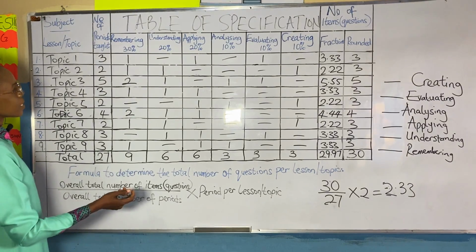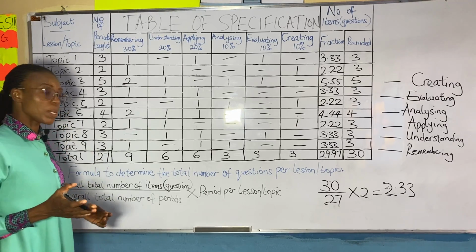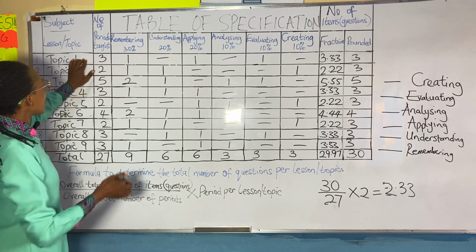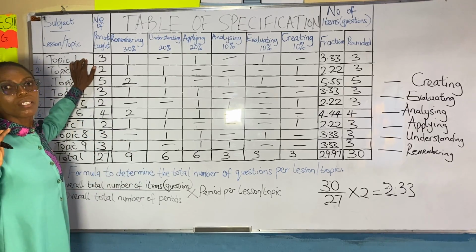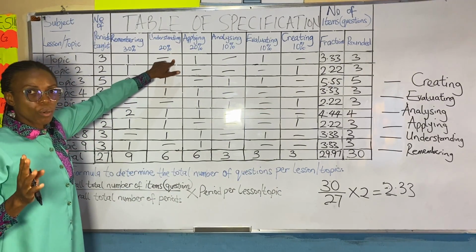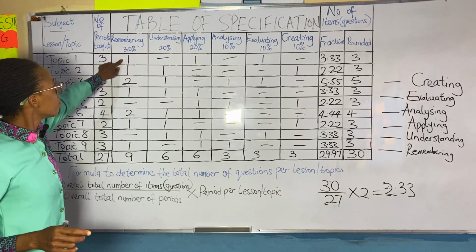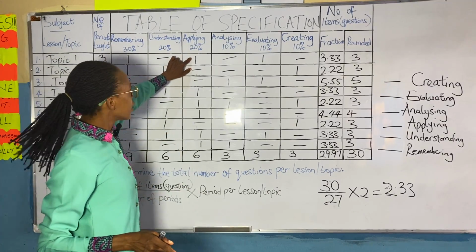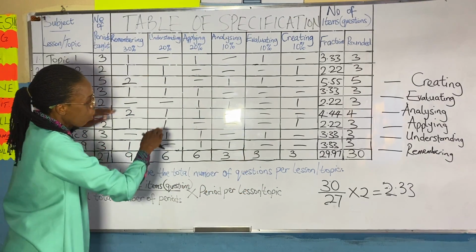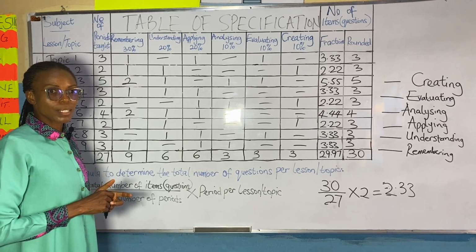So now with this, you can tell yourself when you're setting the assessment for topic 1, lesson 1, I will set only 3 questions from topic 1. And I will make sure that of the 3 questions I set, 1 will cover remembering, 1 will cover applying, and 1 will cover evaluating. It's the same thing you will apply to all the topics. And then you have a well-rounded, standardized assessment.